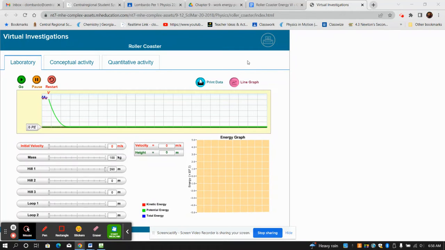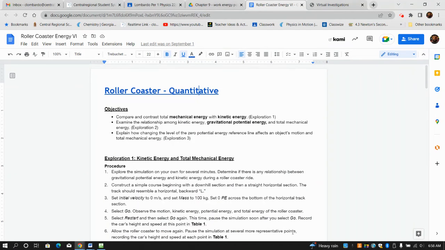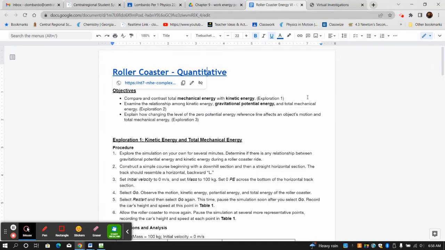What's going on, guys? So today we are going to be working on our roller coaster quantitative investigation here. The main objectives are to compare and contrast mechanical energy and kinetic energy, and then examine the relationship among kinetic energy, gravitational potential energy, or GPE, and then total mechanical energy. That's exploration part two.